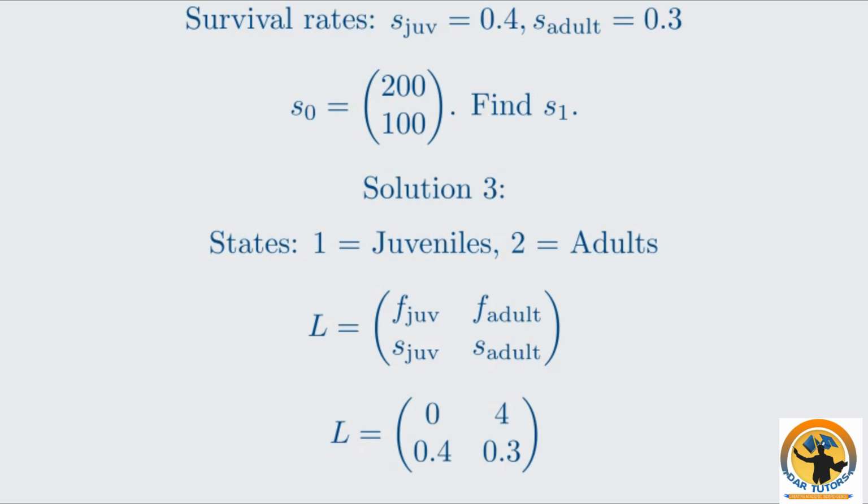A more appropriate matrix in this context for a two-stage Leslie matrix would be L equals F1, F2, S1, S2, where S2 is the survival rate of the adults who stay in the same age category. Based on the notes, it seems the intended matrix for this type of problem is L equals F1, F2, S1, S2. So we get L equals 0, 4, 0.4, 0.3.